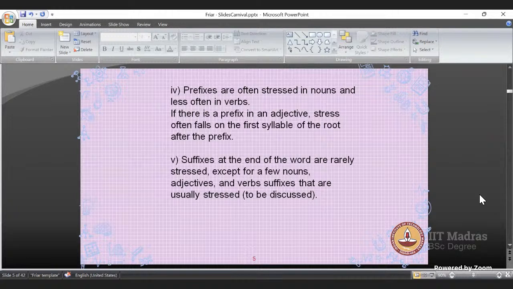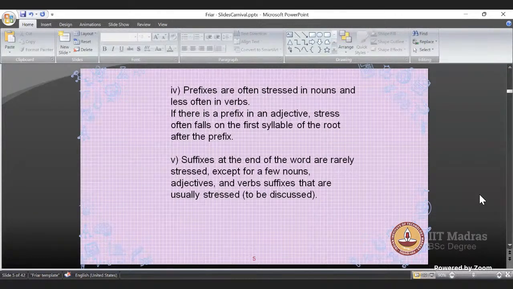Now, this is about the word endings like -ity, -ical, -al, -tion, and they have some special rules. So this particular exception that is given to you, except for a few nouns, adjectives, and verbs, that particular part refers to these suffixes like -ity, -ical, -tion, and -sial. But again, generally speaking, suffixes don't take any stress on themselves usually.